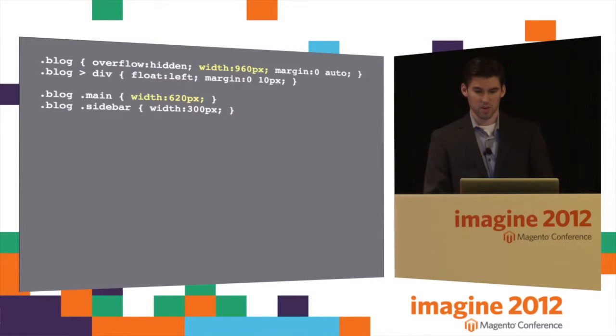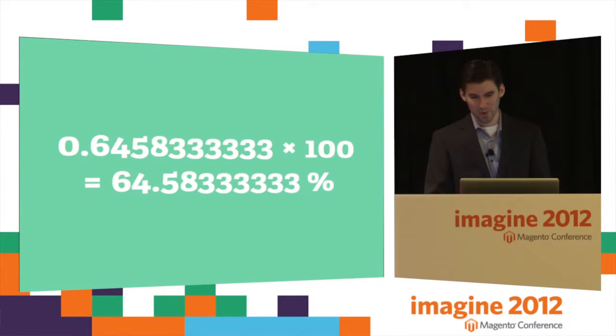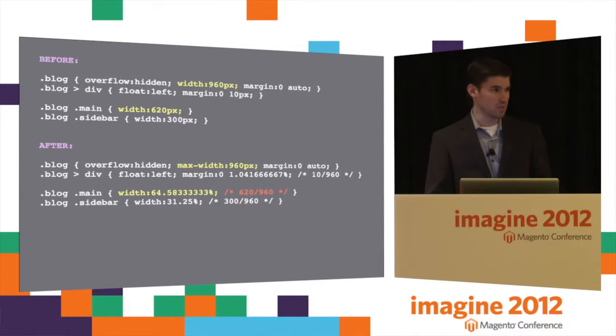Starting with the main class, the target width is 620 pixels. The context width is the parent container, which is 960 pixels. So we have 620 divided by 960 equals a really long decimal. We multiply that by 100 to get a percentage value. And then we compare this to the fixed and relative CSS. Notice that we're also changing the width on blog to a max width of 960 pixels to prevent the container from becoming awkwardly large. That's all you need to do to get fluid grid proportions working.